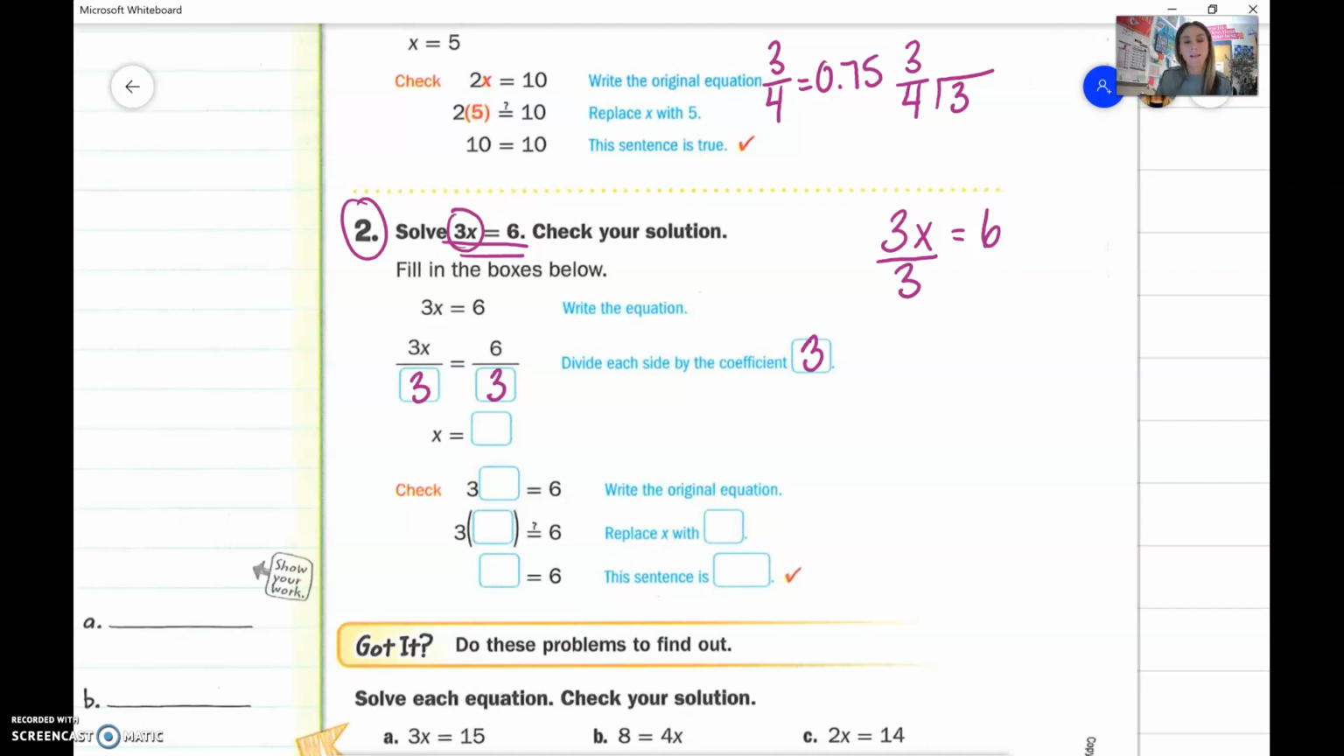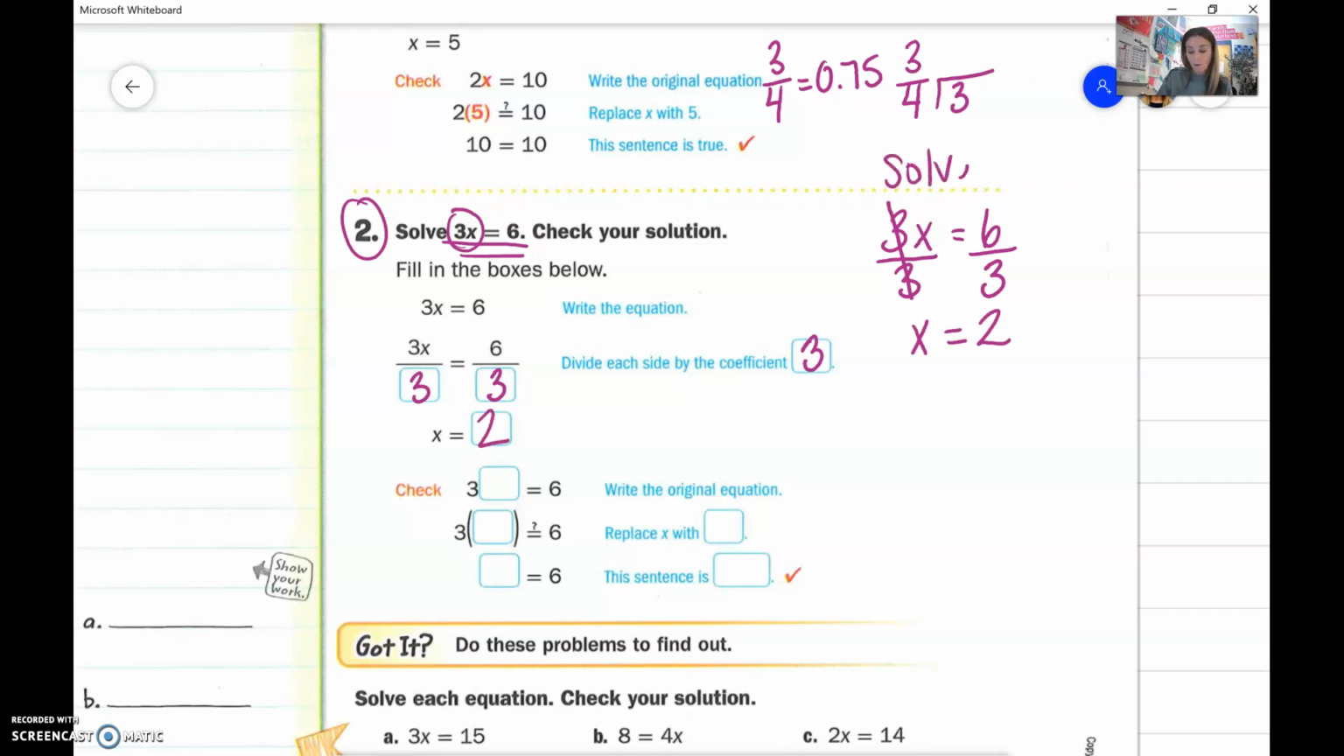Whatever I do to one side of the equation, I must do to the other side of the equation. So I'm going to go ahead and divide by 3. 3x divided by 3 leaves me with x by itself. Okay. 6 divided by 3 is 2. Therefore, we believe that the answer is 2.